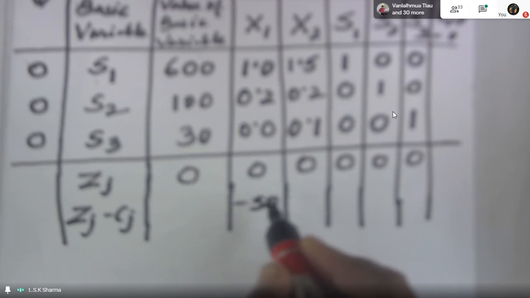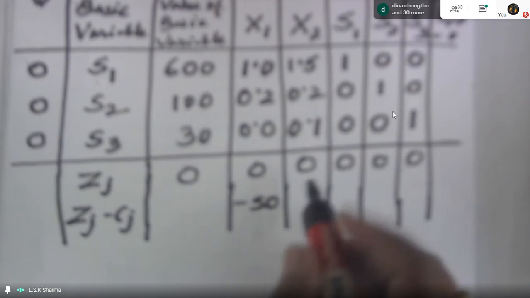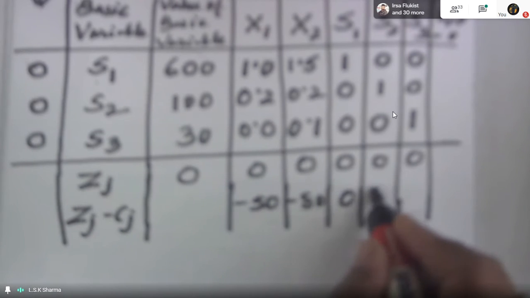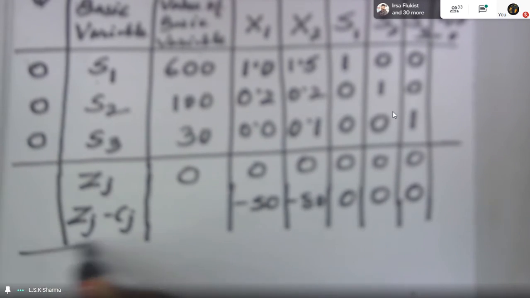Minus 50. 0 minus 80 is how much? Minus 80. 0 minus 0 is 0, 0 and 0. Okay. Now among these numbers, we choose the number having the least value. Okay, so which one is the least among them? Minus 50 or minus 80?